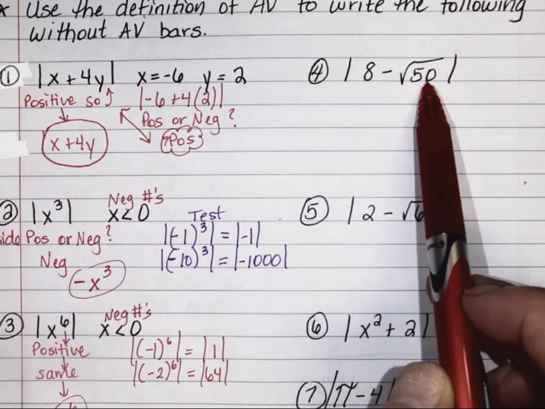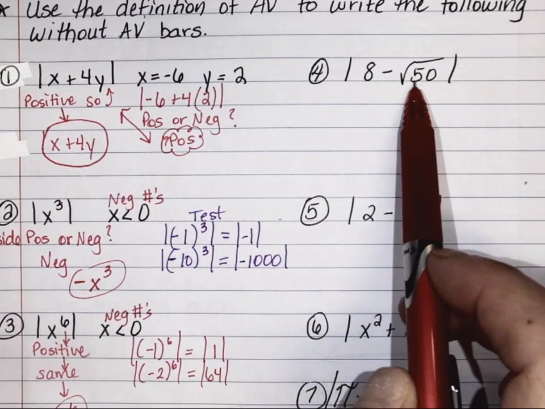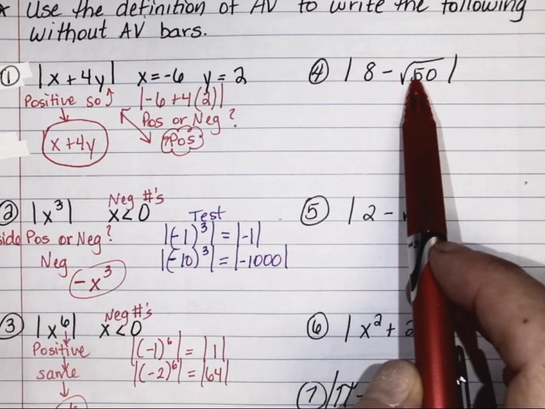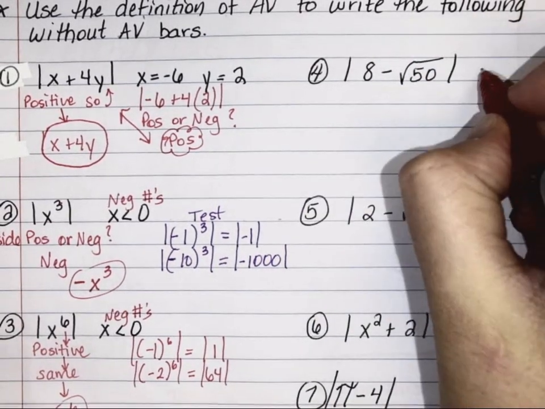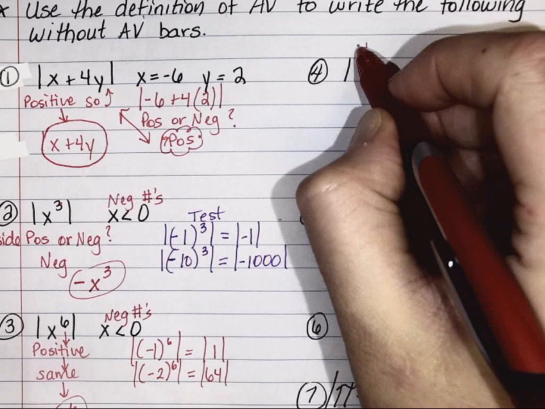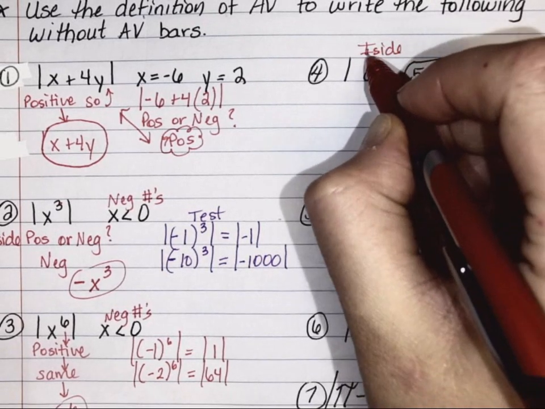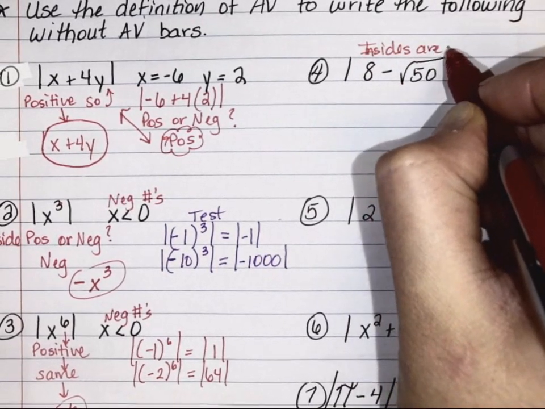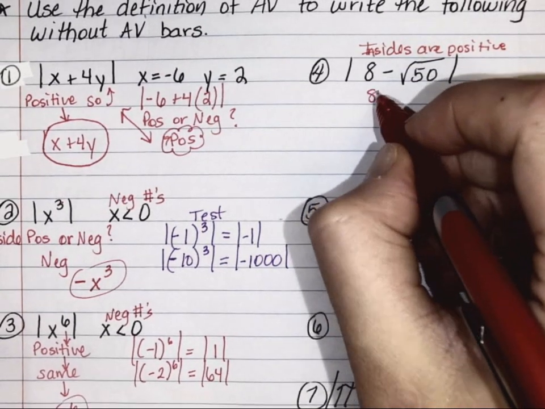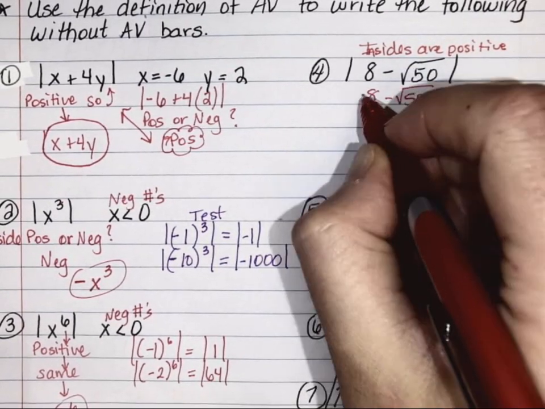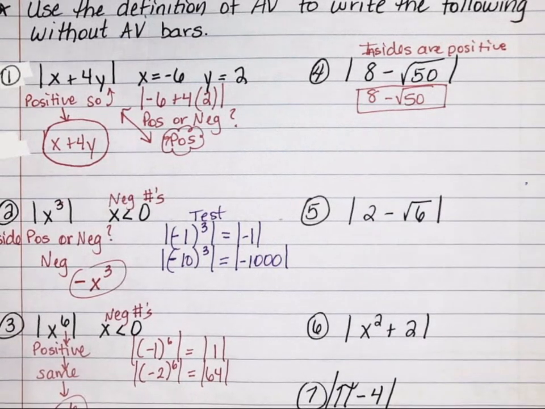8 minus 7 point something. Is that going to give you a positive number inside or a negative number? That will definitely give you a positive. The insides are positive. So I leave this. So 8 minus root 50. I don't have to change anything.